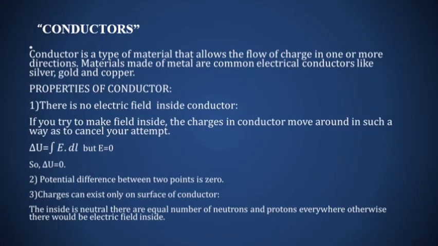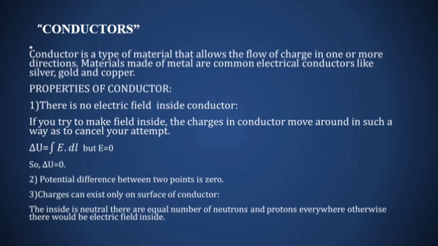Now in this slide we will see what are conductors. As we have already studied in FSC, we have three types of material: conductors, second one is insulator, and third one is semiconductors. Now you will read conductors. Conductor is a type of material that allows the flow of charge in one or more directions. Materials made of metal are common electrical conductors like silver, gold, and copper. In simple meaning, the materials having large number of free electrons and conduct current due to potential difference are called conductors.